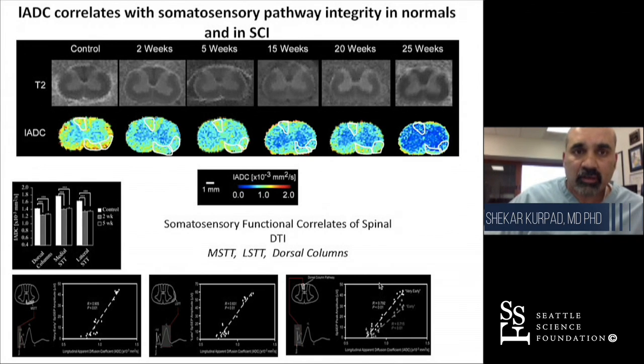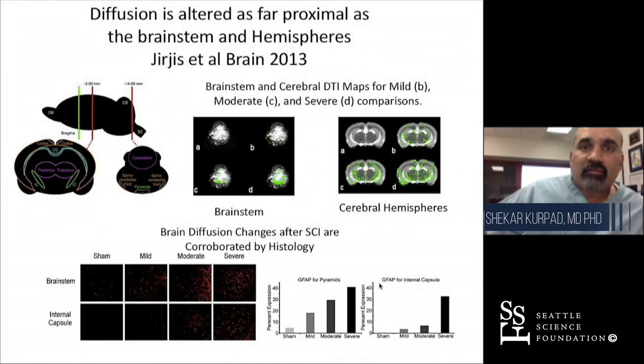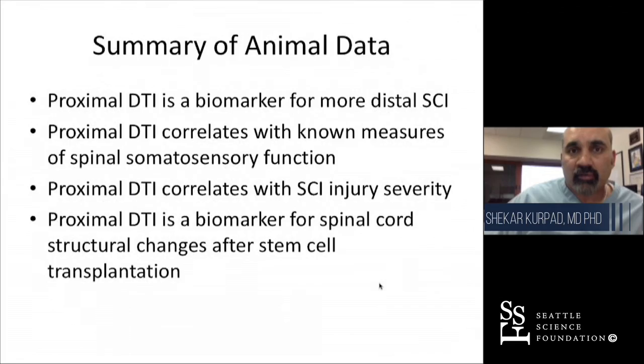as shown in this figure. In fact, diffusion was found to be altered as far proximal from the zone of spinal cord injury as the brainstem and the cerebral hemispheres, indicating that there is a fairly significant homeostatic process in terms of diffusion, at least, that changes in the entire neuraxis after a relatively focal area of injury.